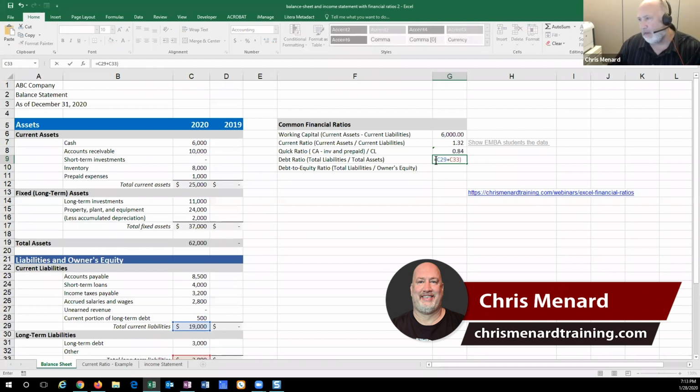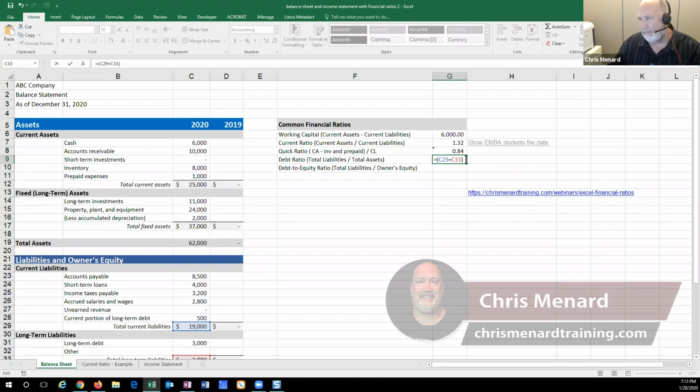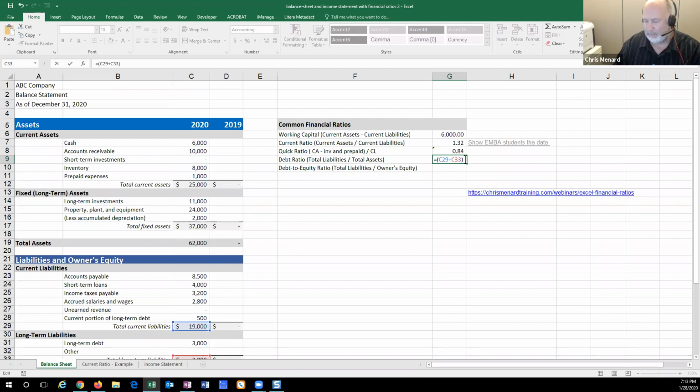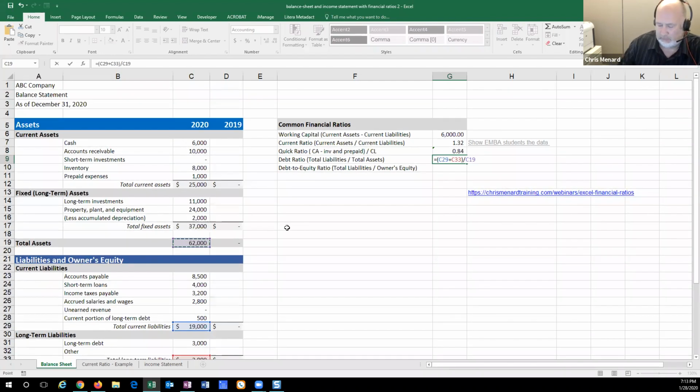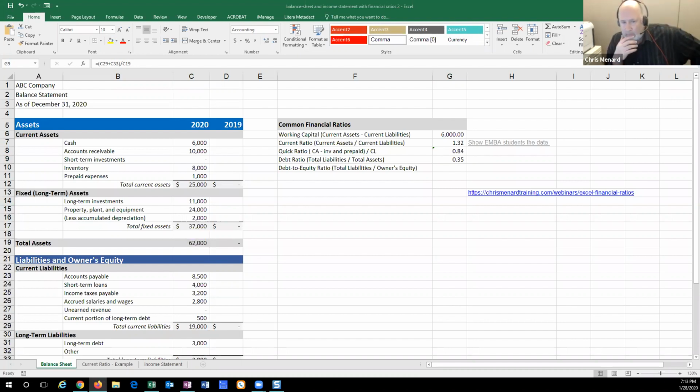And we're going to divide it by our total assets, which is 62,000. And there's your answer, 0.35. That basically says 35% of my assets actually belong to creditors. That is what that number is telling you.